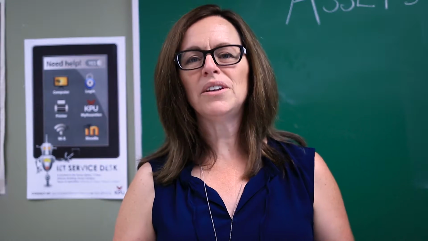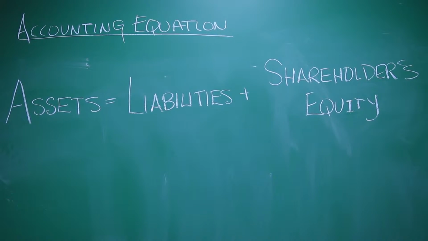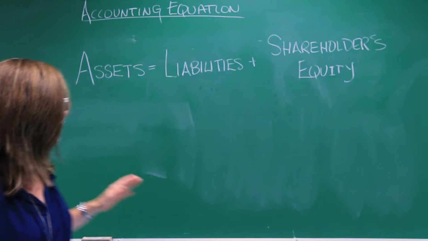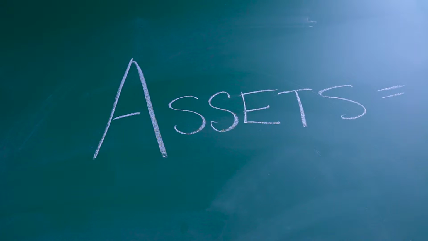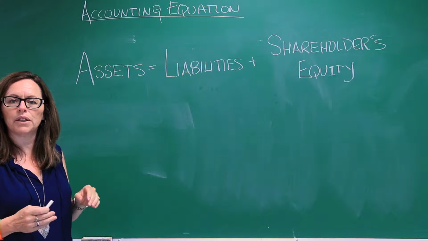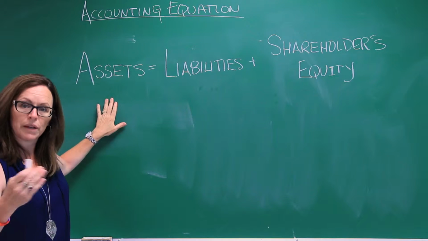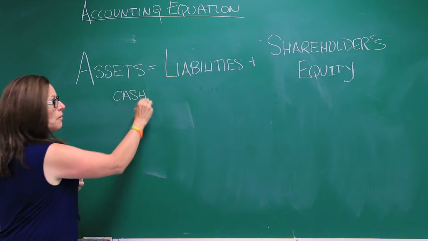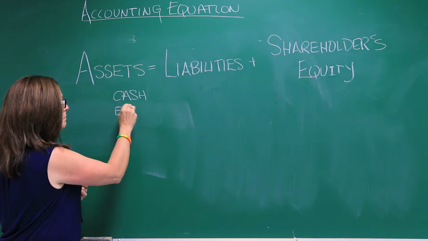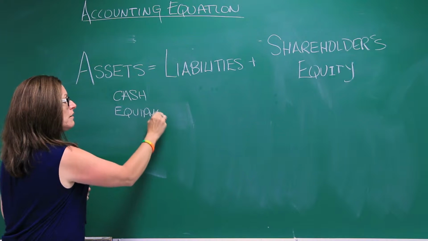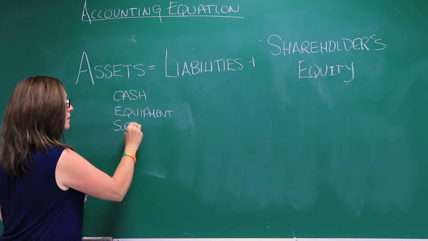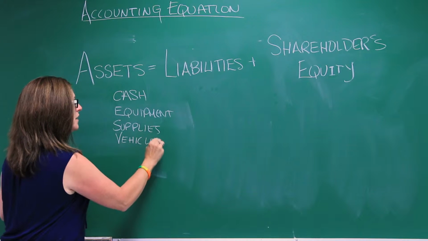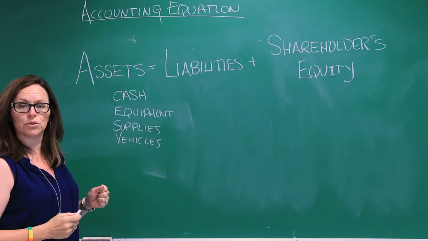Today, we're talking about the accounting equation. Assets equal liabilities plus shareholders' equity. So let's make sure we understand the elements of the accounting equation. Under assets, these are the resources or the stuff that the company owns or controls that provide future benefit to the company. So they're going to be things such as cash, things maybe like equipment or supplies. It could even be vehicles. All of these things providing the company long-term future benefit.